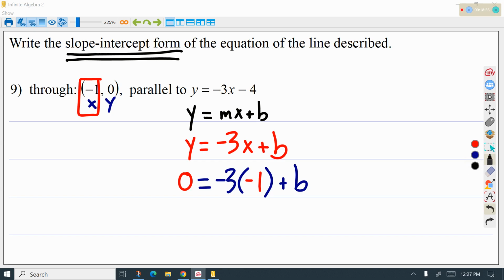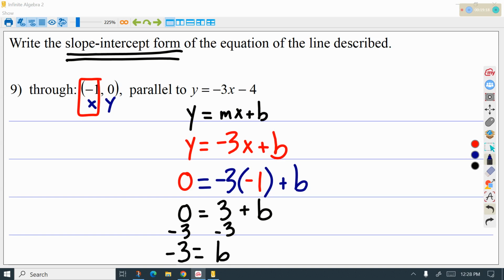Okay, so to finish this little algebra problem, we got -3 times -1. That just makes 3. Okay, right? A negative times a negative is a positive. So I have 3 plus b equals 0. So that means that b must be -3, right? Take away 3 from both sides, and we'll see, yeah, that's true. b has to be equal to -3.